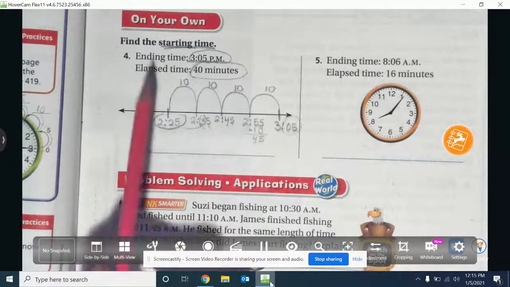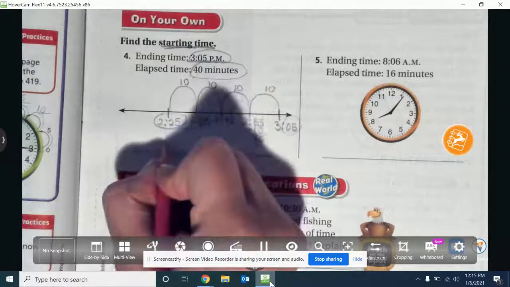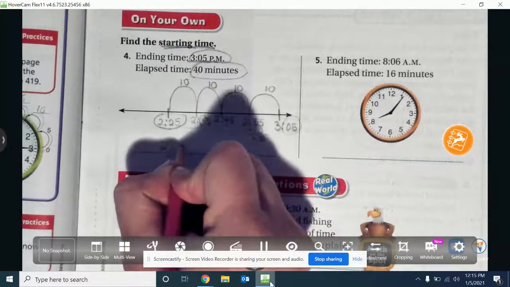So when did this activity start? Find the starting time. It started at 2:25 p.m.